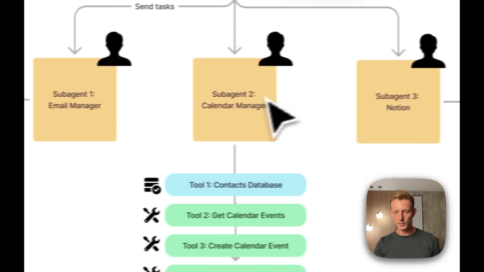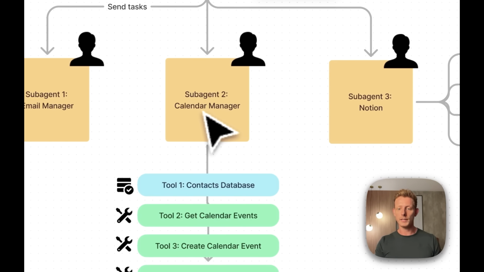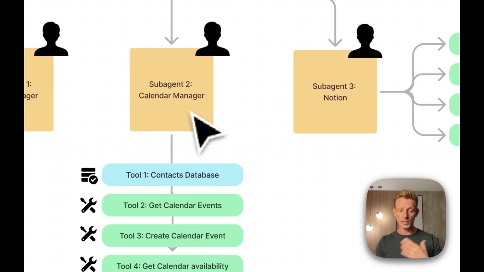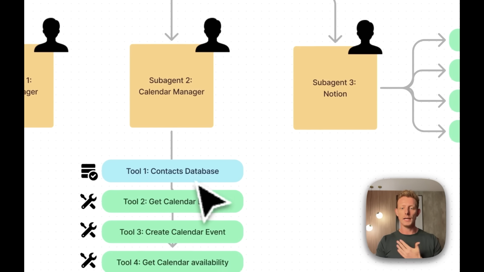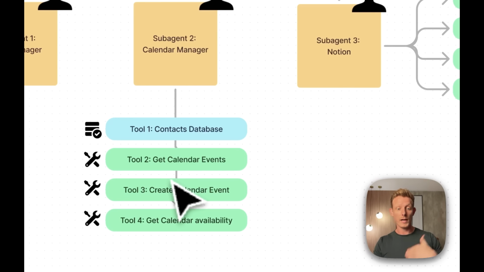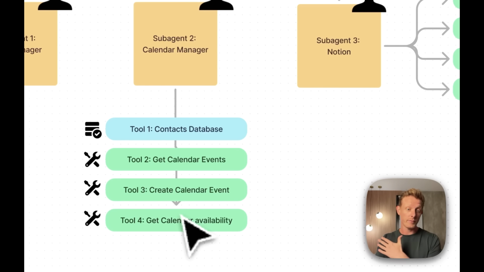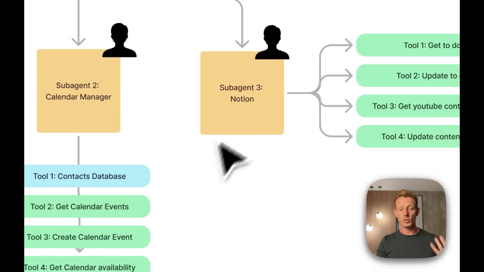Then we have our second sub-agent, which is the calendar manager agent. Same thing, he has a contacts database. He has get calendar events, create calendar event, and get calendar availability in this case. And then we have our Notion agent, who can basically update and get information from my Notion databases.